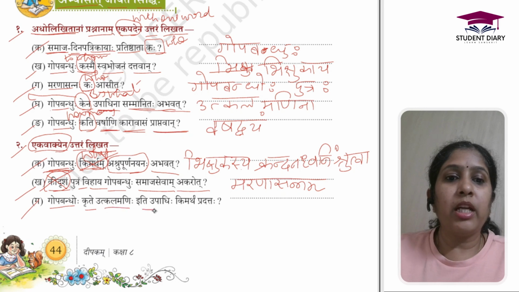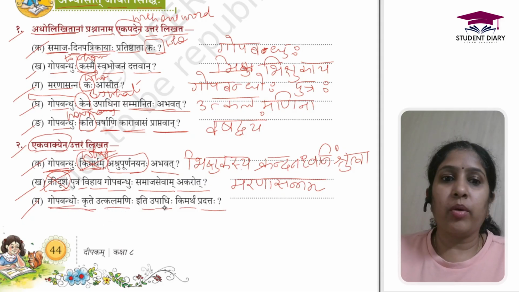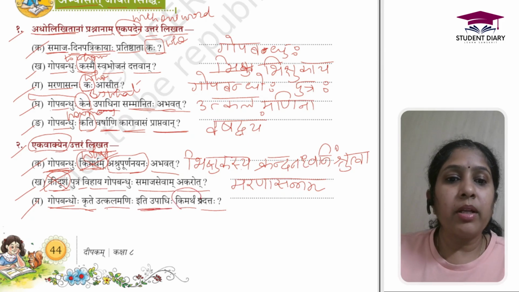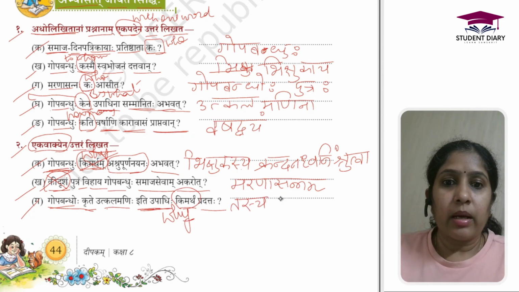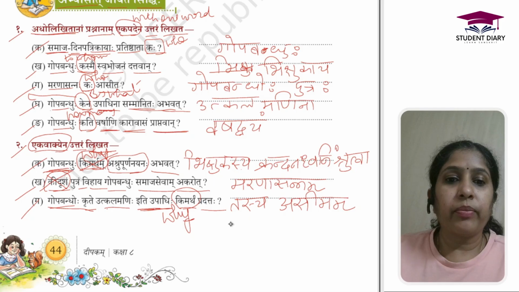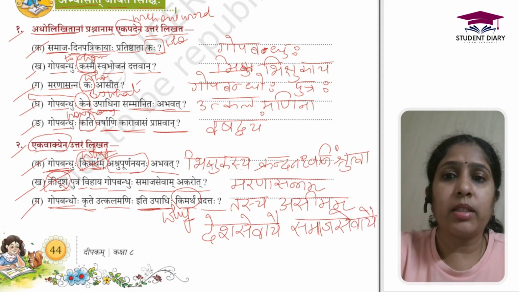Gopabandhu krite Utkal Manihi iti upadhihi kimartham pradatah. So Gopabandhu krite means for Gopabandhu, Utkal Mani, the gem of Odisha, this title. Kimartham means why. Why was it given? So it's like tasya asimam desh sevai, samaj sevai, and let's see what else was there.